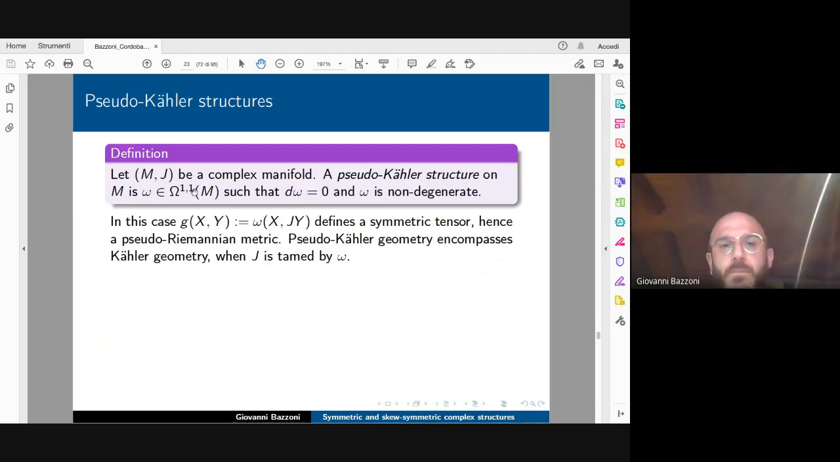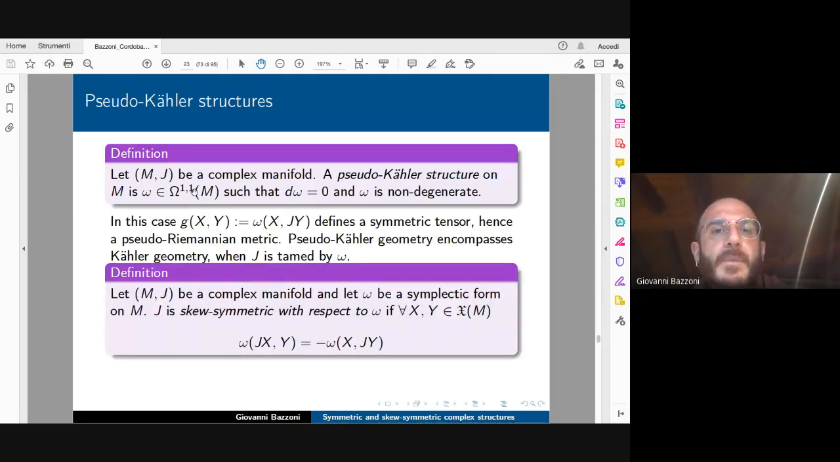Okay. So what does it mean to be omega 1,1? Sorry, for little omega to be in big omega 1,1. Well, if you spell out this condition, it means that J is skew-symmetric with respect to omega.